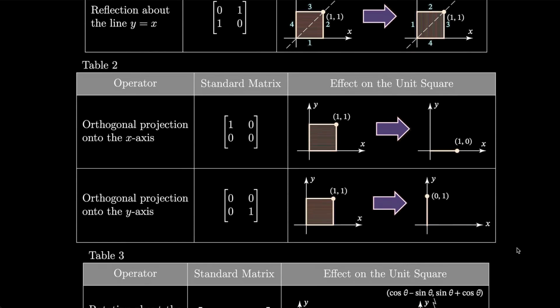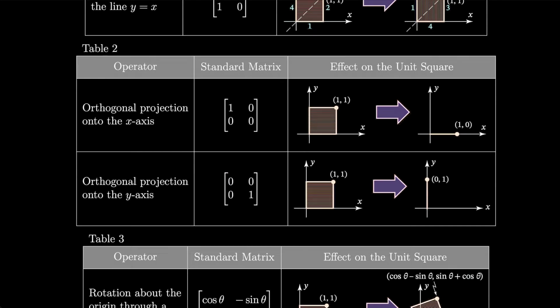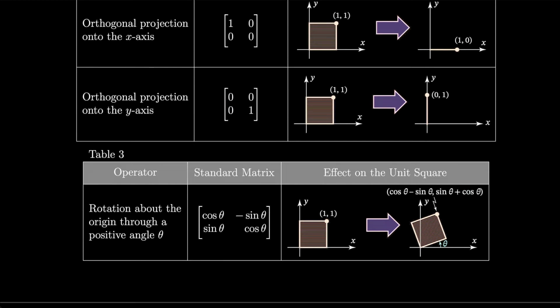For the orthogonal projection onto the x-axis, that takes whatever you have floating around over here and it projects it downwards. So if it's above, it just goes straight down and it ends up on the x-axis. All you have to do is just zero out your y-coordinate, and that makes everything one-dimensional. Similarly, you can project onto the y-axis by zeroing out your x-coordinate. You can rotate about the origin through a positive angle theta by multiplying by the matrix cosine theta, minus sine theta, sine theta, cosine theta.